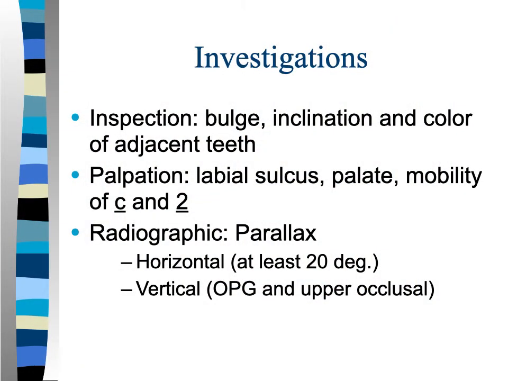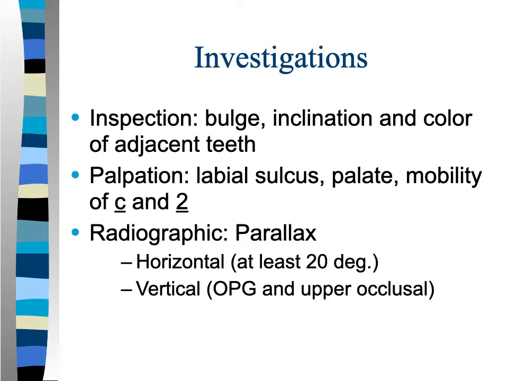So what investigations should we do? So we start with our clinical investigations. Inspection. You need to search for a canine bulge, and we talked about this. At age 10, you need to palpate the labial sulcus in the canine region and see if there's a bulge. You should be able to feel a canine bulge. You also look at the inclination and the color of the adjacent teeth. So this is first inspection.